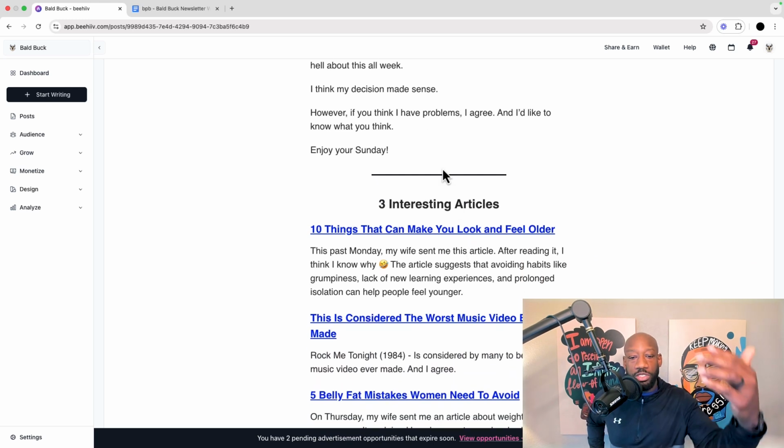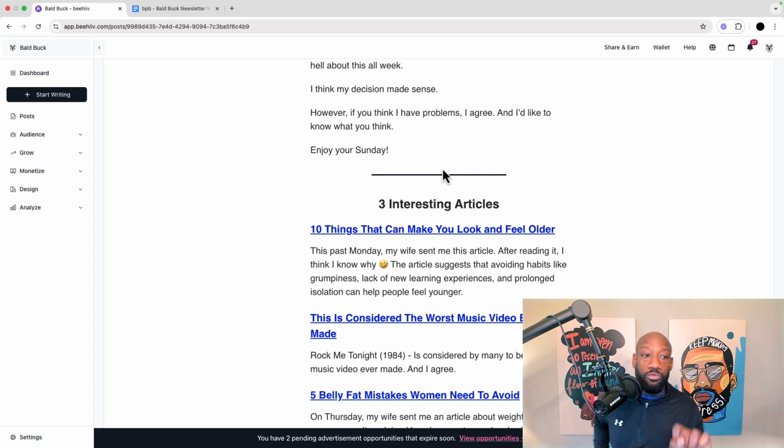And then I always have these 3 interesting articles. I put these articles in here because it gives me an idea of what other content my demographic is interested in, so I can give them more of that. And I want them to engage and click here, because if they engage and click here, that increases my opportunities to get sponsorships.